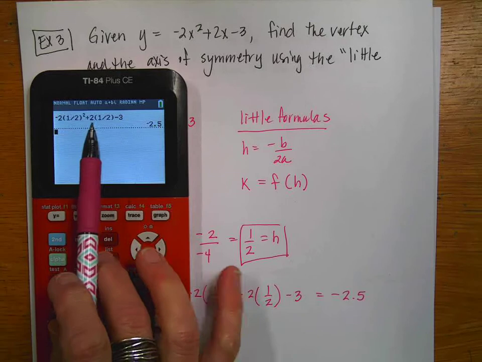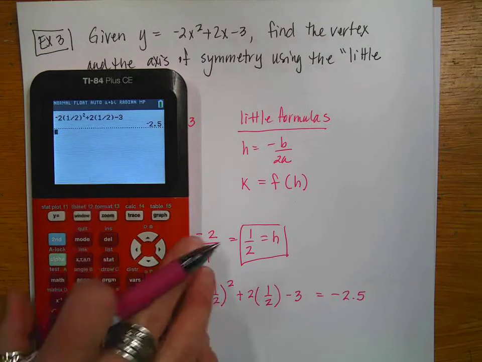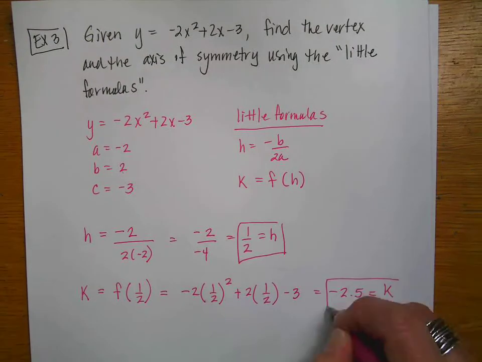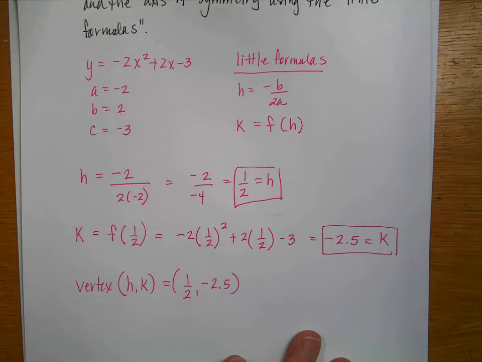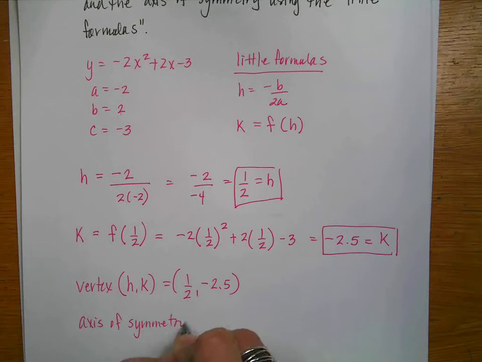And you need to do it all in one step. So don't do this in tiny little pieces. Your grapher will handle the math doing it all in one fell swoop. Okay? So now I know that k is negative 2.5. So I know that my vertex is going to be at (h, k), and that's going to be (1/2, negative 2.5). And I don't mind if you use fractions or decimals, either are okay. And so now we can do our axis of symmetry.